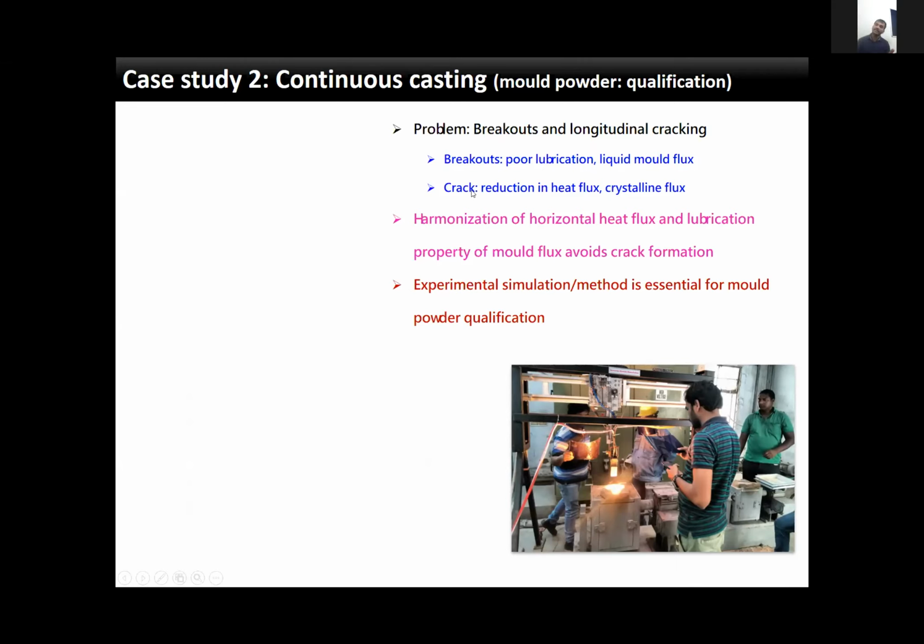And the crack is generated based on the reduction in the heat flux. When you are extracting more heat in a short period of time, in that case you generate cracks. So the heat flux needs to be controlled. The heat needs to be extracted in a gentle way, and that can be done by providing crystallinity in the flux, the liquid mold flux.